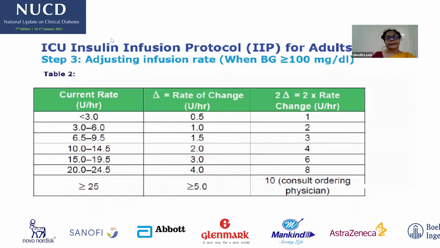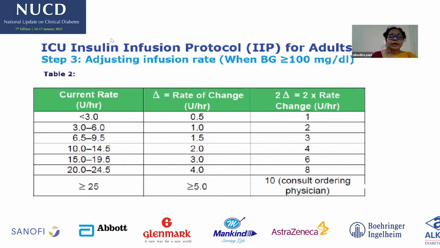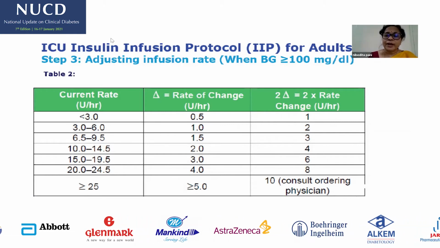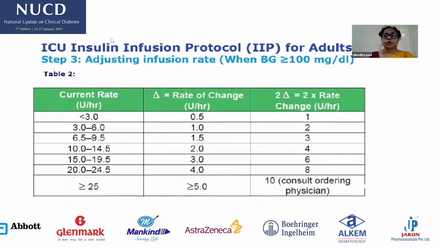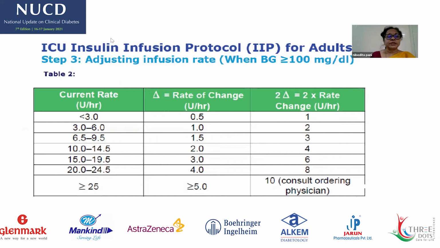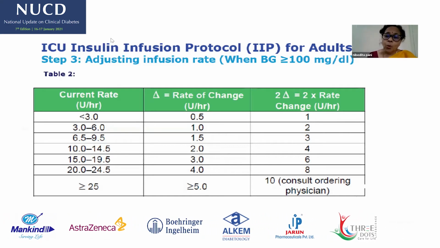So what do we mean by delta? So the current rate is less than 3. Suppose you are giving, the delta is the rate of change, meaning unit per hour, that is 0.5. 2 delta means 2 times the rate change unit per hour, that is 1. Suppose this is 3 to 6 current rate, then you give delta 1 and 2 delta 2.